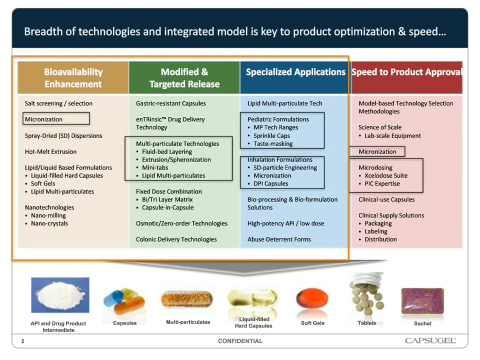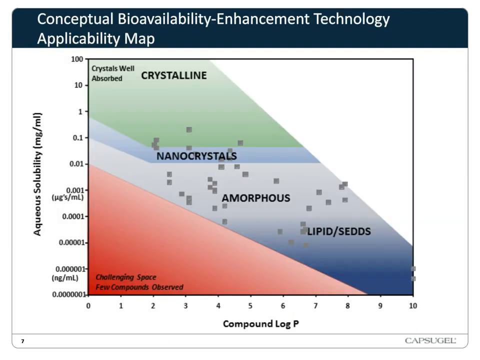Capsugel has a breadth of technology platforms, one of which is bioavailability enhancement. And there are several subcategories in bioavailability enhancement. One of the subcategories is spray-dried dispersions, or looking at an amorphous drug. So now what this slide shows is Capsugel Bend Research's Bioavailability Enhancement Technology Applicability Map.